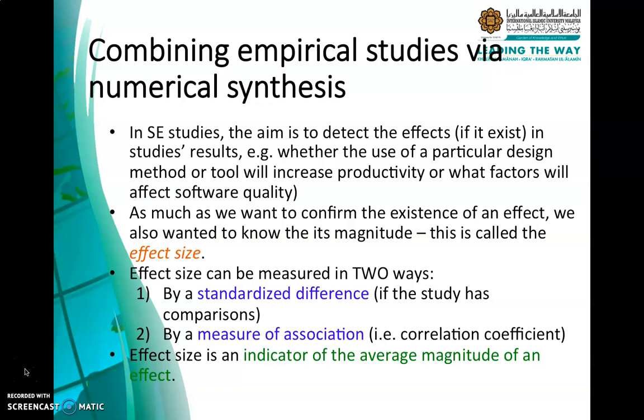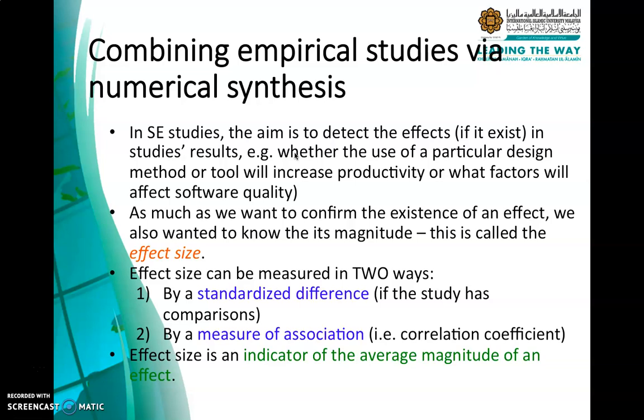Now, how do we combine empirical studies via numerical synthesis? Previously we have seen there are two strategies, two kinds of synthesis of evidence. The first one is numerical synthesis. The second one is narrative or descriptive synthesis. So when we use numerical synthesis, how do we combine the results? How do we combine the studies?